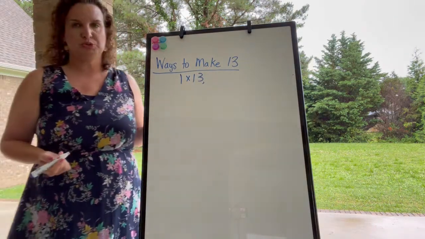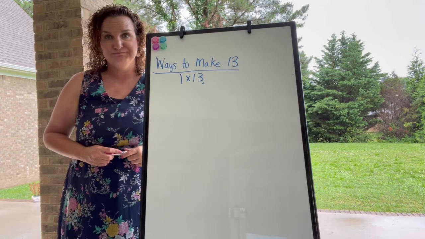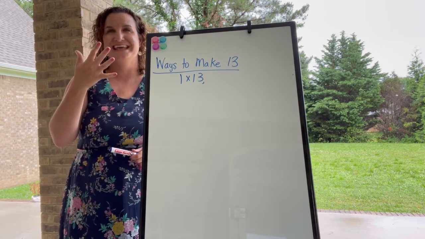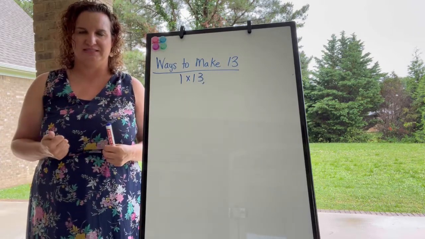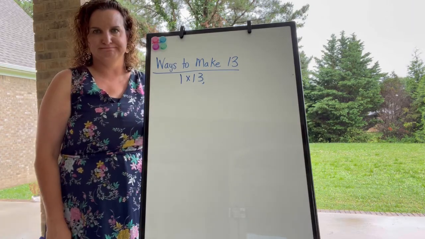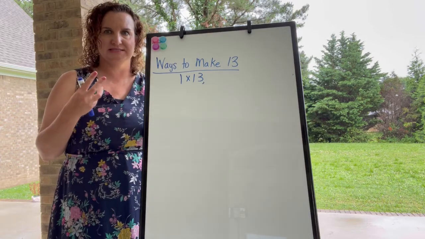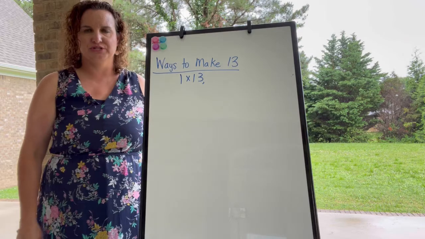All right, what else did you get next? Does 2 times anything equal 13? Nope, I can count by 2s. 2, 4, 6, 8, 10, 12, and 14. So I skip over that, that doesn't work. Does 3 times anything equal 13? Nope, that won't work. I can count by 3s. 3, 6, 9, 12, 15, but I won't land on 13.